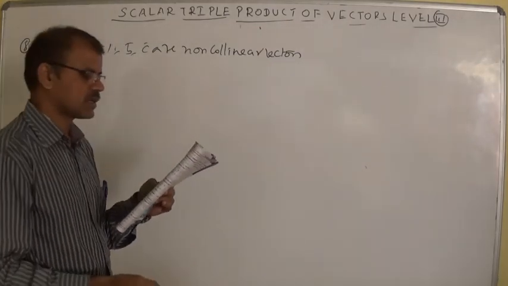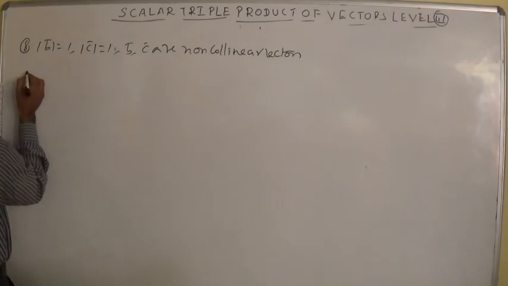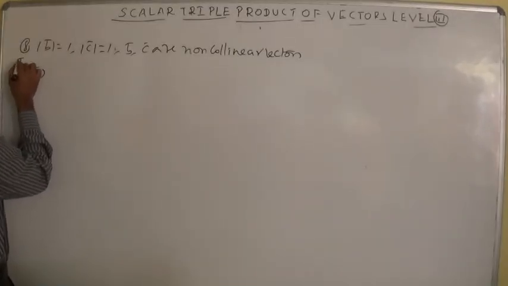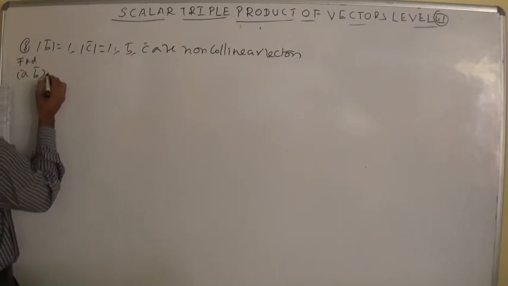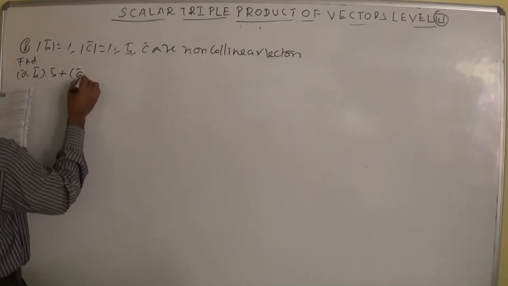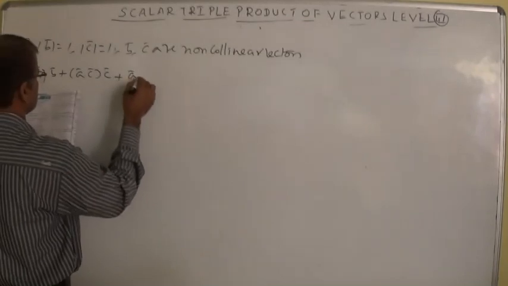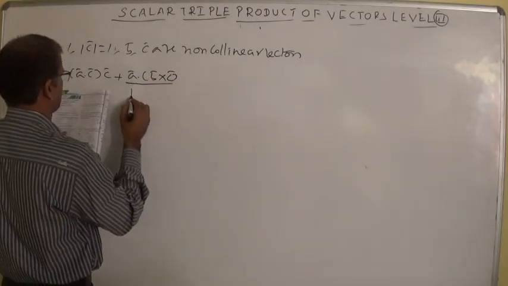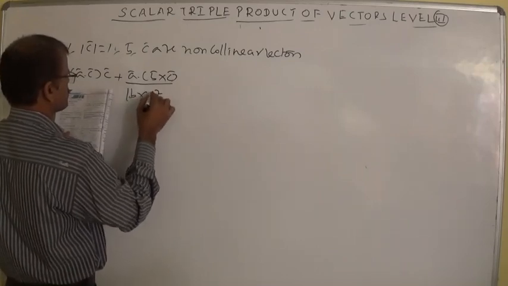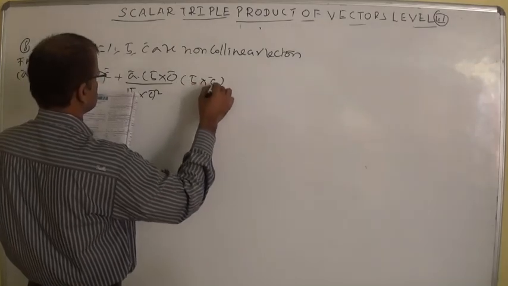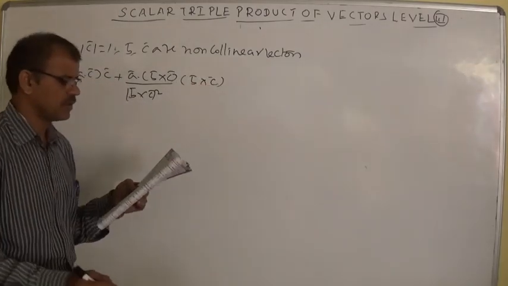A bar is any vector, then find this one. Find, I am writing, you should calculate this one. Find (A bar dot B bar) into B bar plus (A bar dot C bar) into C bar plus (A bar dot (B bar cross C bar)) by (B bar cross C bar) whole square, over modulus into (B bar cross C bar). What is the value here?